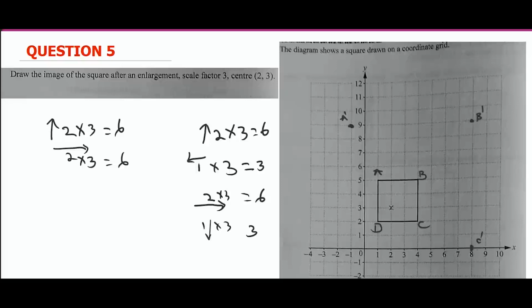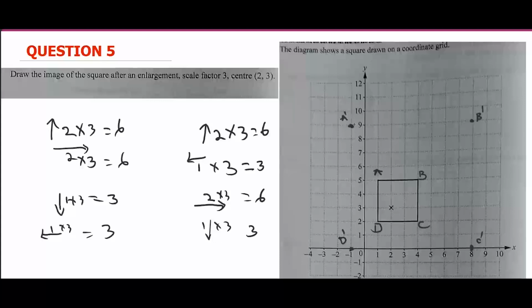So if you count from the center of enlargement, 1 downward, then 1 to the left. So that means 1 downward, 1 to the left. Multiply by 3, it becomes 3 downward, and multiply this by 3, you have 3 to the left. So if you count, that will be 1, 2, 3. That is 3 downward, then 3 to the left, 1, 2, and 3. So the image of point D will be here, and we'll call that D prime.